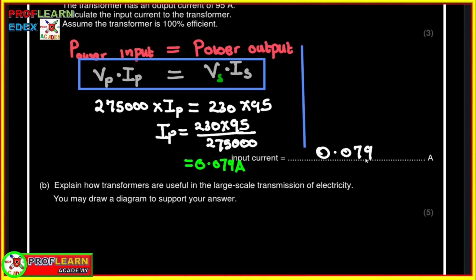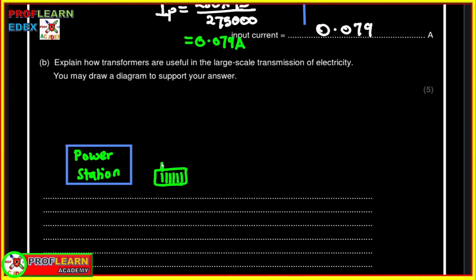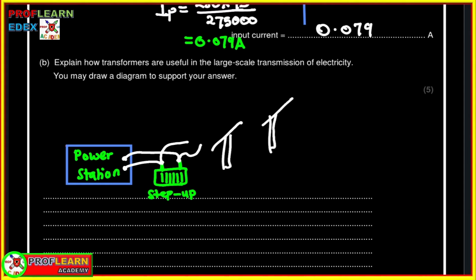We are supposed to explain how transformers are useful in large-scale transmission of electricity. You may draw a diagram to help your answer. In the power station, when electricity is generated, we have a transformer known as a step-up transformer. This step-up transformer increases the voltage so that it can be transmitted at high voltage and low current to avoid power loss in the process of transmission.